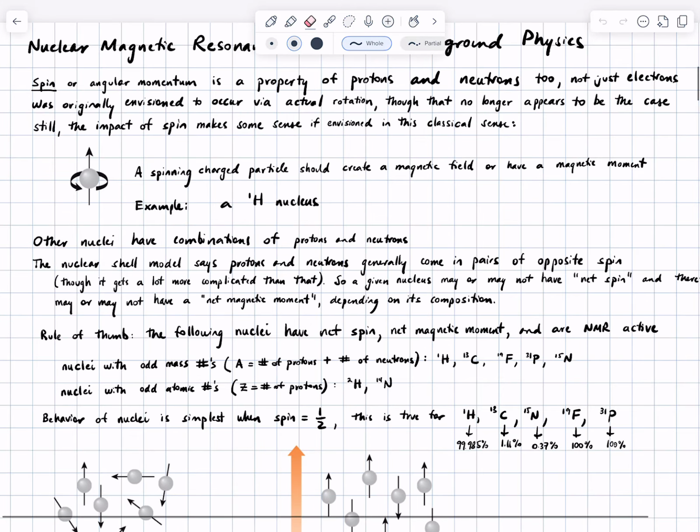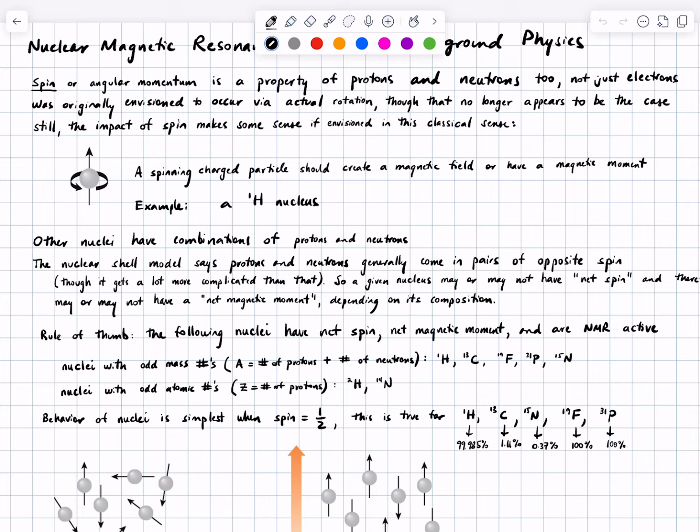It used to be thought that the spin of a nucleus was a property called angular momentum. And they used to think that the nucleus was actually spinning on an axis, and when a charged particle spins, it generates a magnetic field. We no longer think the nucleus is actually rotating, but it has a property called angular momentum. And each nucleus that has a non-zero spin has a magnetic field. So you can think of the nuclei of atoms as being little magnets that can respond to magnetic fields.